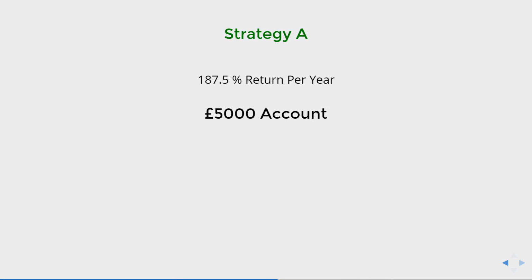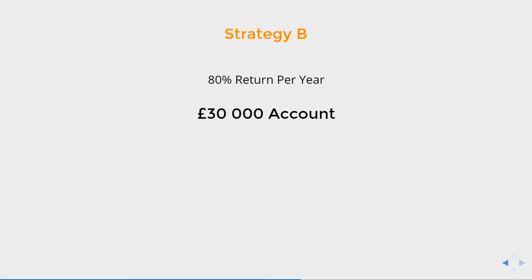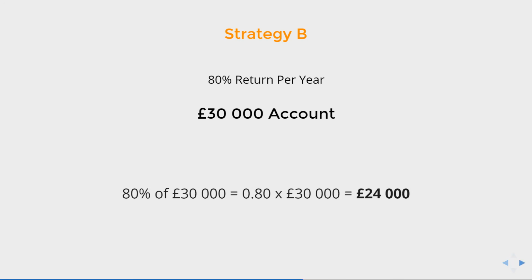The trader trading strategy A has made a return of 187.5% on his £5,000 account, so 187.5% of £5,000 can be calculated by multiplying 1.87 by £5,000, which equals a return of £9,375. The trader trading strategy B has made a return of 80% on his £30,000 account, so 80% of £30,000 can be calculated by multiplying 0.8 by £30,000, which equals a return of £24,000.